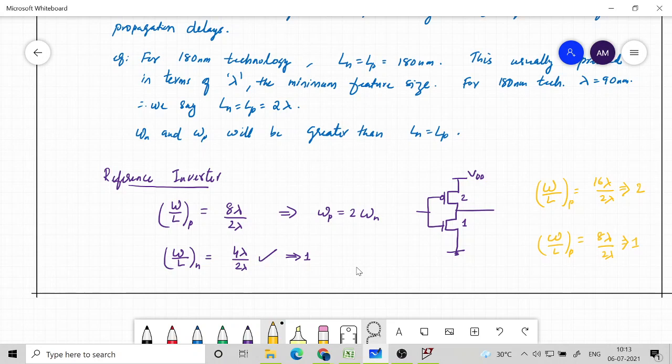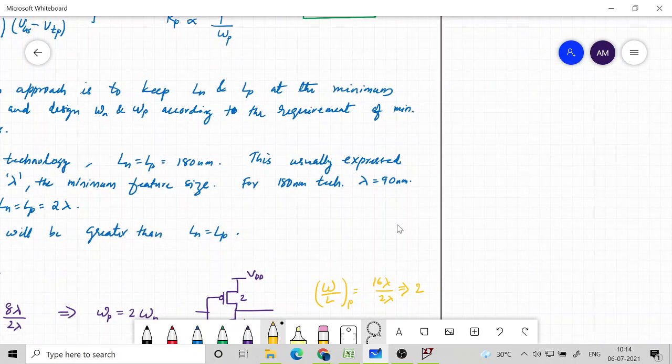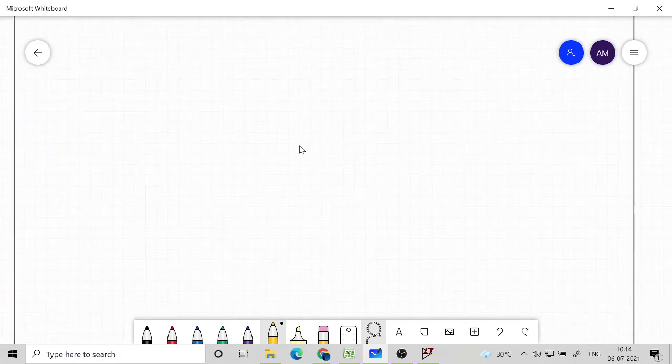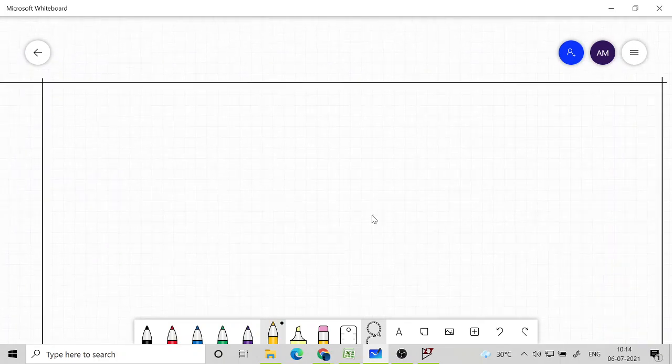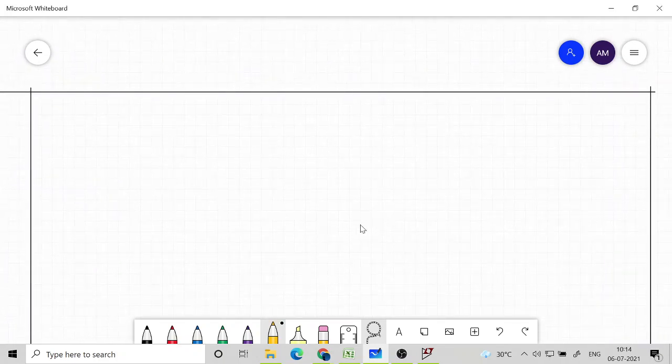The minimum size, and every other transistor that is going to be in the circuit inside the chip will have size 1 or more. The minimum is 1, and it could be more also. There is no issue. So this is the way in which we refer to things when we talk about the sizing of transistors in the circuit. Now let's go to other circuits.